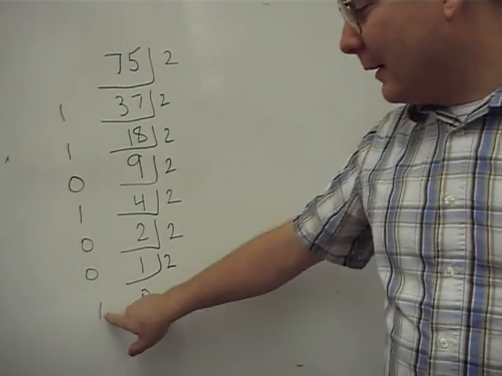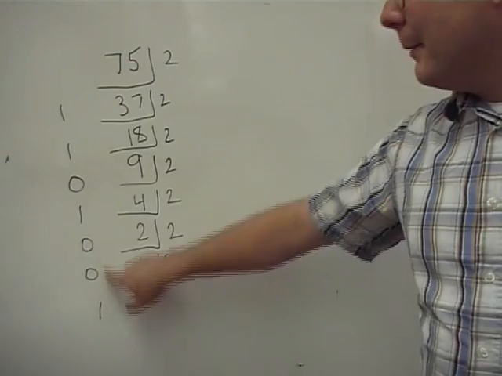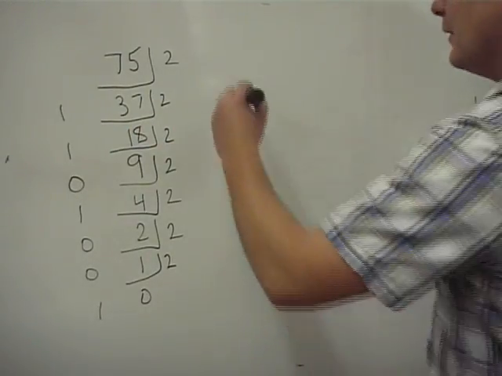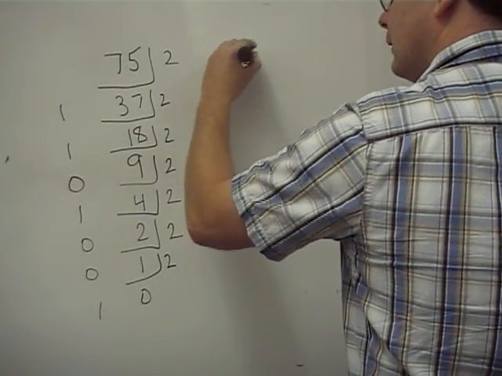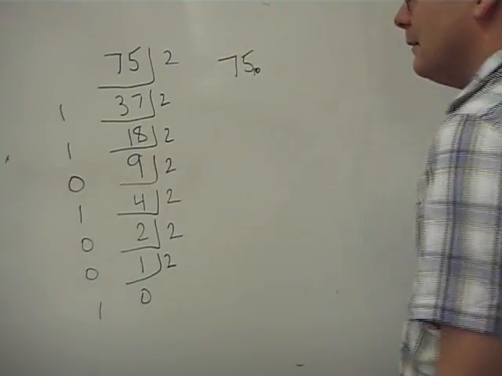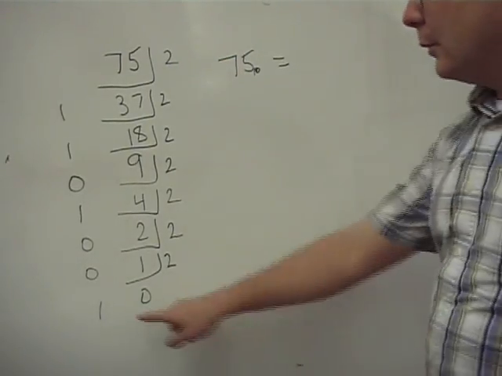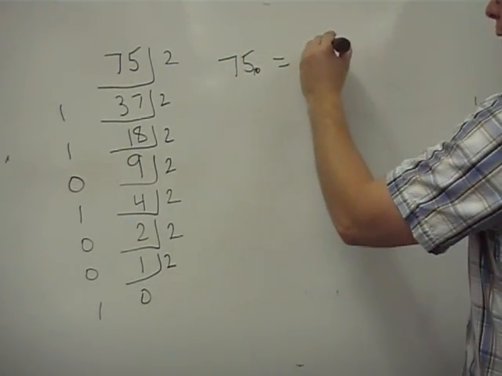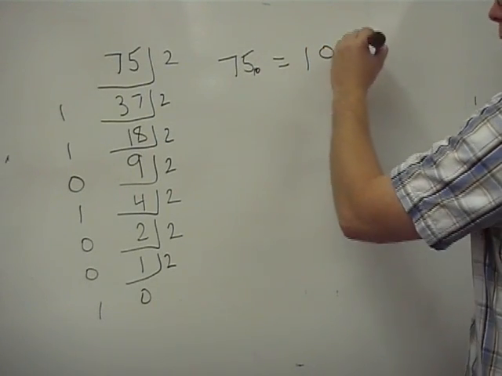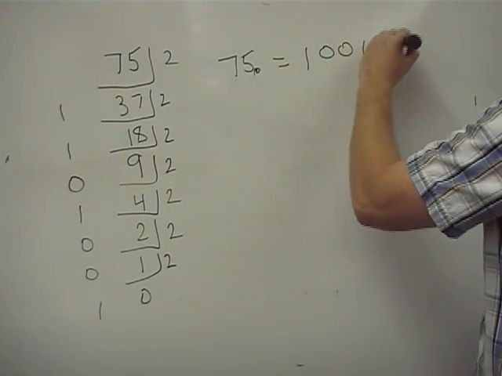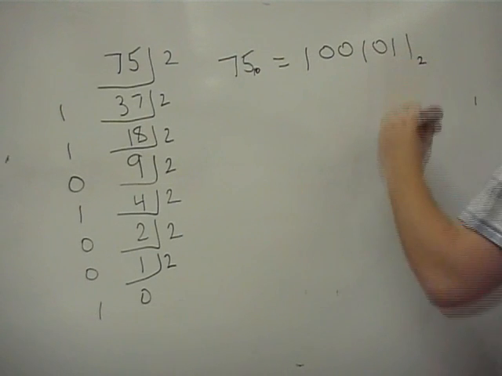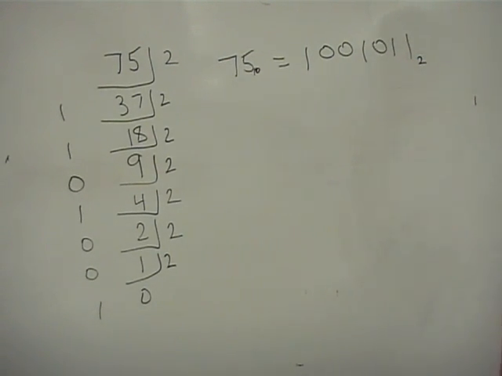Now to get your binary number, you start at the bottom and read up. So 75 in base 10 is equal to 1, 0, 0, 1, 0, 1, 1 in base 2.